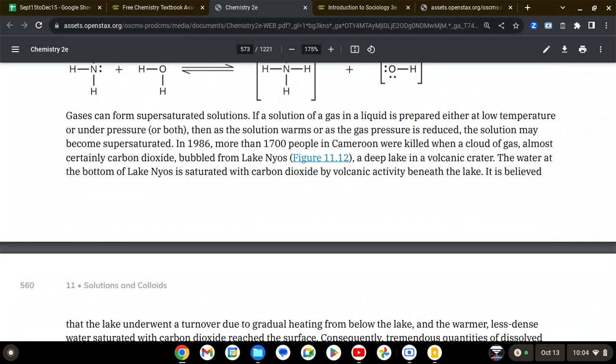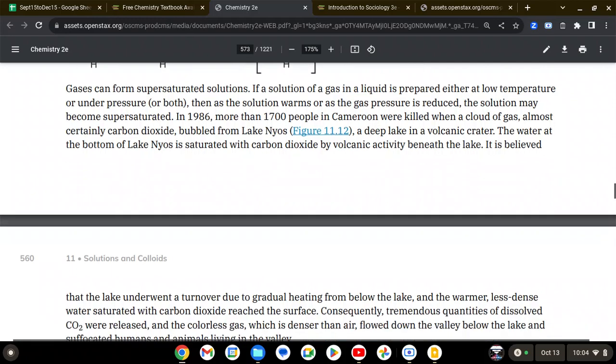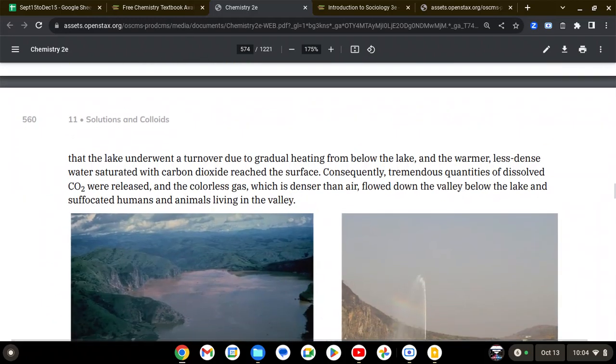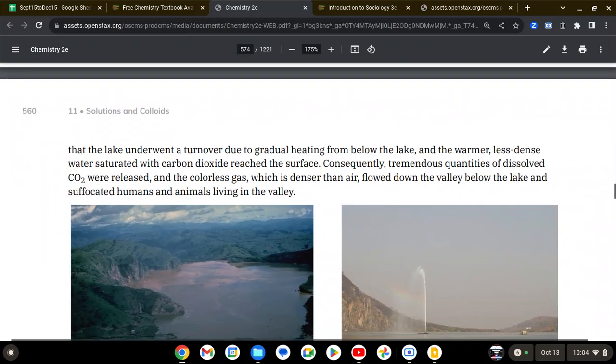The water at the bottom of Lake Nyos is saturated with carbon dioxide by volcanic activity beneath the lake. It is believed that the lake underwent turnover due to gradual heating from below the lake, and the warmer, less dense water, saturated with carbon dioxide, reached the surface. Consequently, tremendous quantities of dissolved CO2 were released, and the colorless gas, which is denser than air, flowed down the valley below the lake and suffocated humans and animals living in the valley.